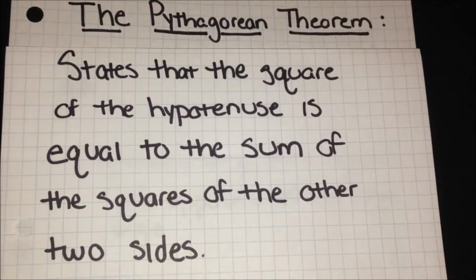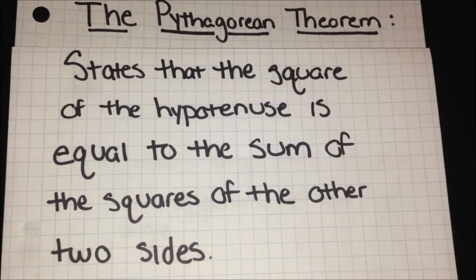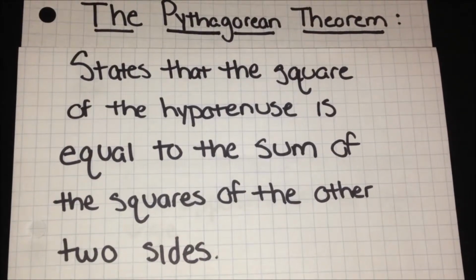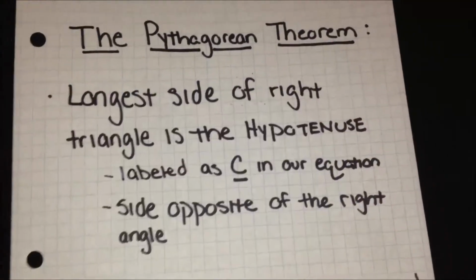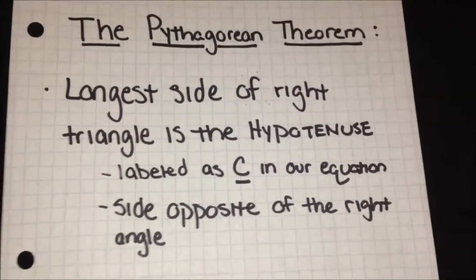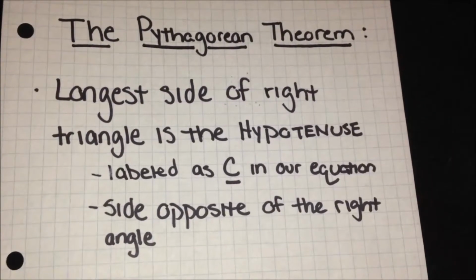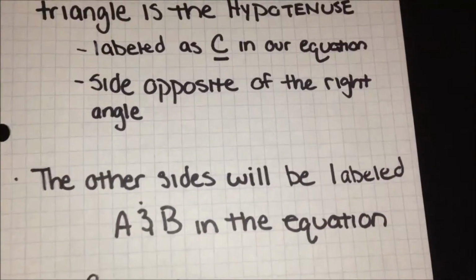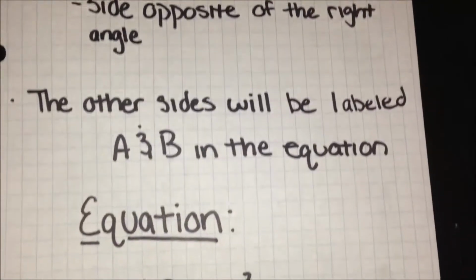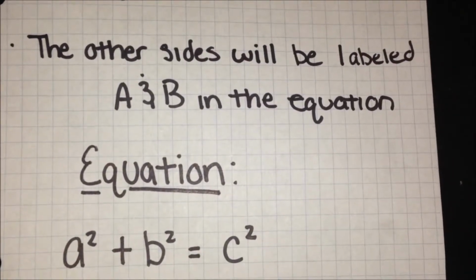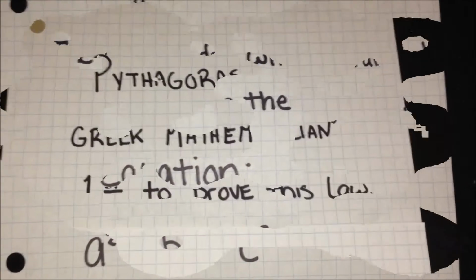To begin, we need to know the equation that we will be using throughout the lesson. The Pythagorean theorem states that the square of the hypotenuse is equal to the sum of the squares of the other two sides. The largest side of the triangle is the hypotenuse. It's labeled as C in our equation, and it's the side opposite of the right angle. The other sides will be labeled A and B in the equation. The equation is a squared plus b squared is equal to c squared.